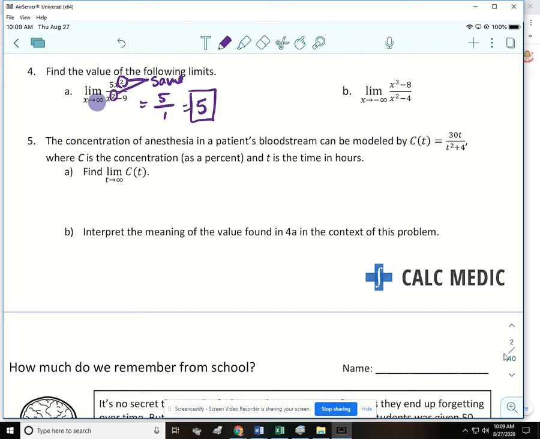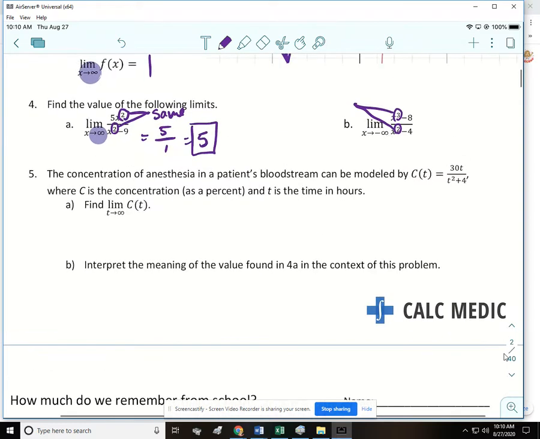All right. When we go to B, we notice it's the limit as x approaches -infinity, so that is asking for the horizontal asymptotes. We look at the degrees. The numerator is greater than the denominator, and when that happens, there is no horizontal asymptote, so the limit does not exist.